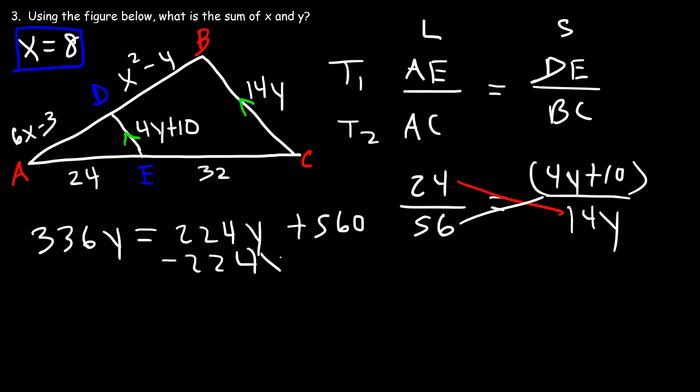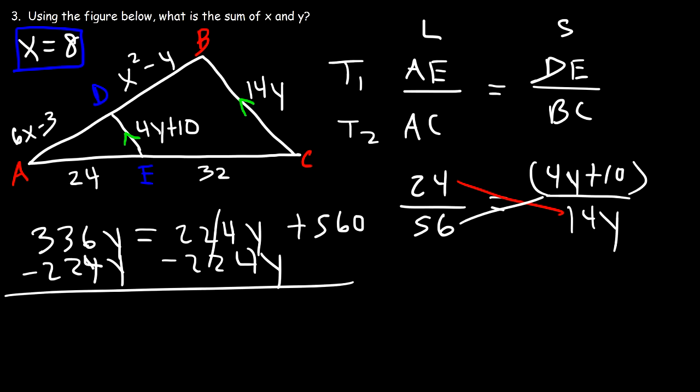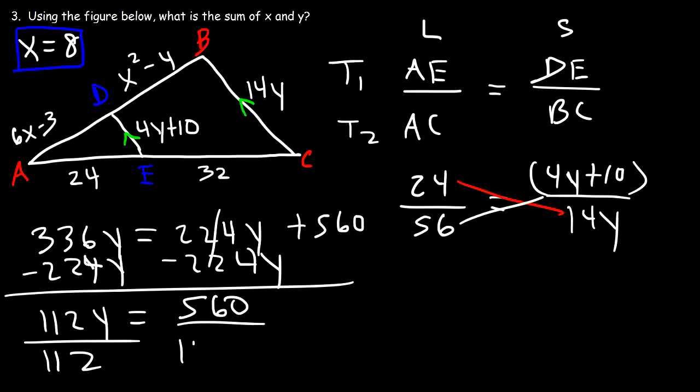So let's subtract both sides by 224y. So 336 minus 224, that's 112. And now we need to divide both sides by 112. So 560 divided by 112 is 5.